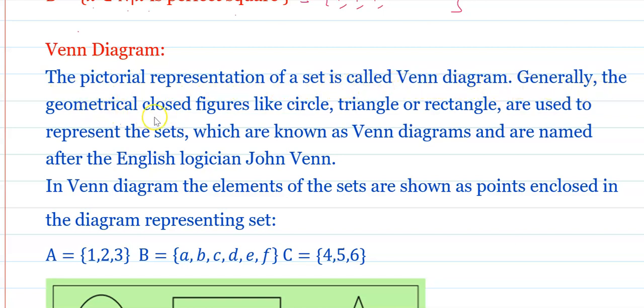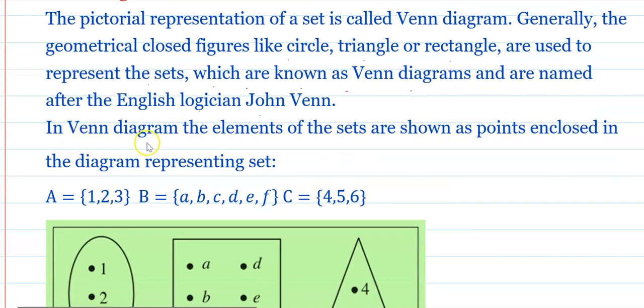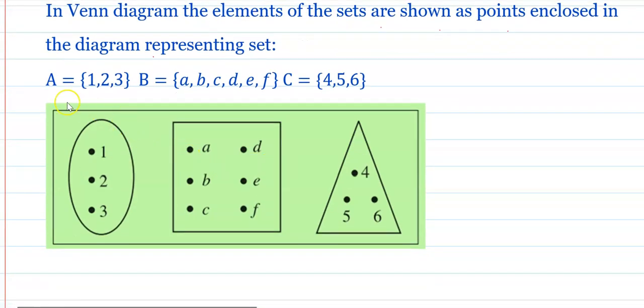Generally, the geometrical closed figures like circle, triangle or rectangle are used to represent the sets, which are known as Venn diagrams and are named after the English logician John Venn. This you have learned in the 9th standard. In a Venn diagram, the elements of the sets are shown as points enclosed in the diagram representing the set. A = {1, 2, 3}.